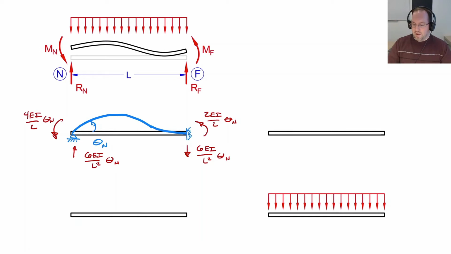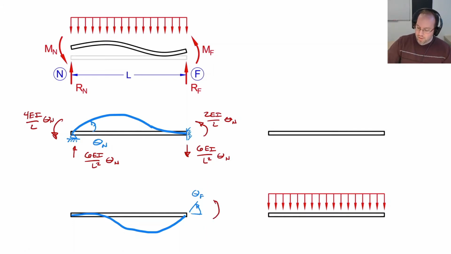Now I can do the same thing for rotation at the far node. So if we draw that displaced shape, it looks something like this. And you'll notice I'm going to make that rotation counterclockwise. For this method, we'll always assume that everything counterclockwise is positive. So this rotation here is theta f.